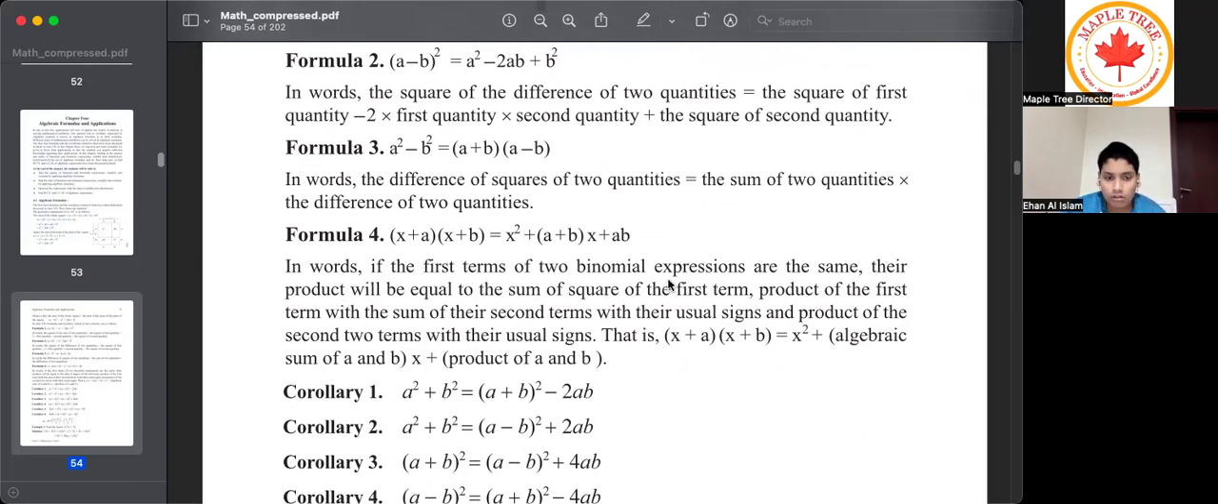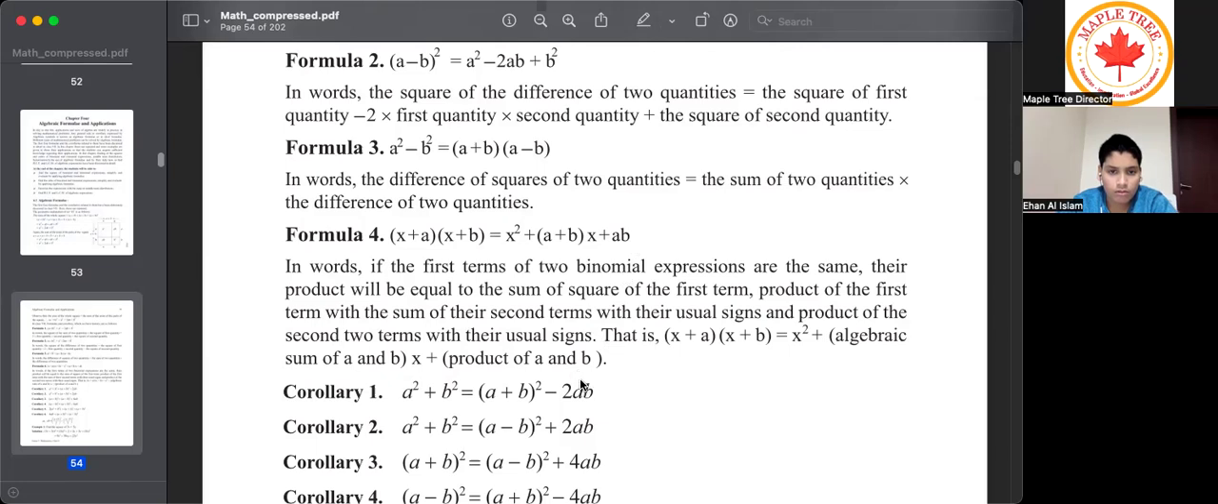If the first terms of 2 binomial expressions, binomial meaning 2 numbers, are the same, the product will be equal to the sum of the square of the first term, the product of the first term with the sum of the second terms with their usual signs, and the product of the second 2 terms with their usual signs. That is x plus a into x plus b equals x square plus the algebraic sum of a and b into x plus the product of a and b, that means a multiplied by b.